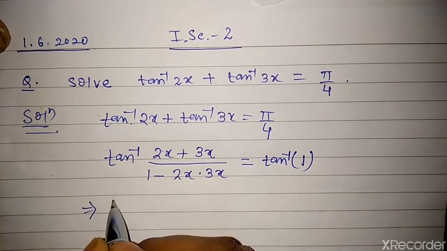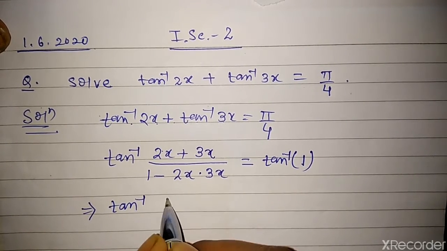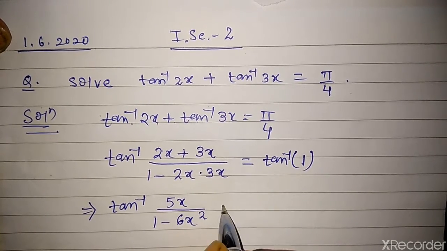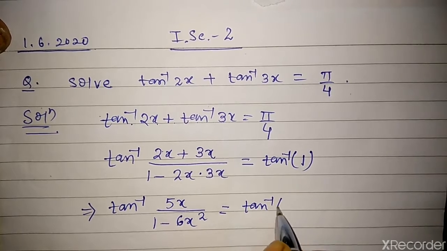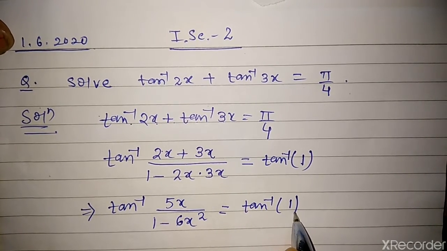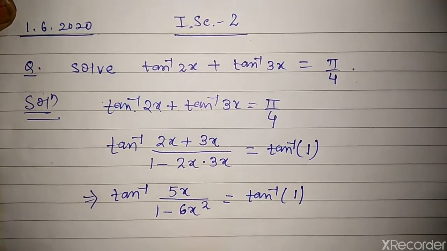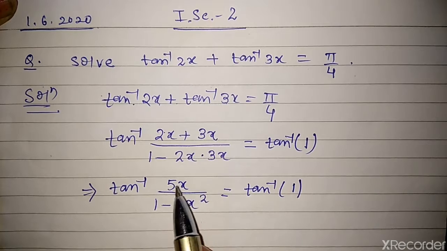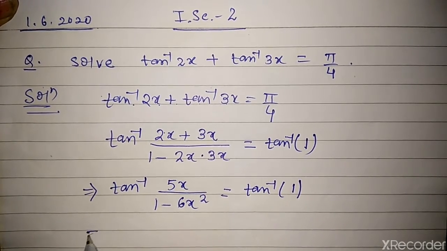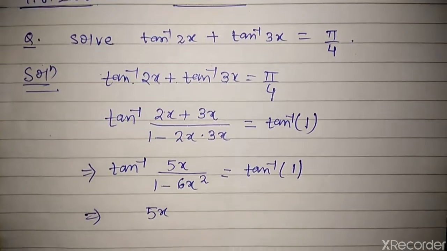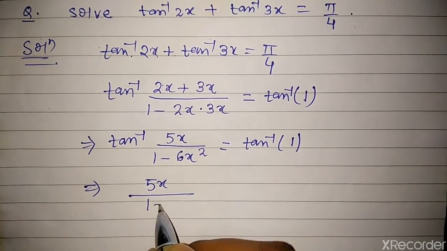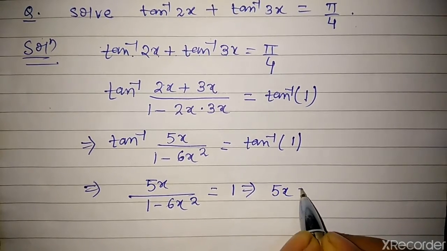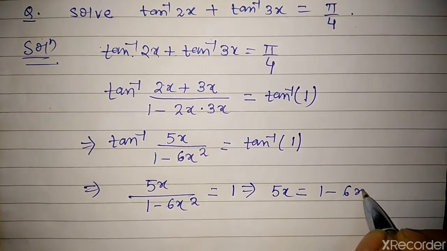Now this implies tan inverse of 5x divided by 1 minus 6x squared is equal to tan inverse 1. Fine. Now we are equating the functions. Since there is a tan inverse here and here is also a tan inverse function, we can equate the theta from both the sides. So this implies 5x divided by 1 minus 6x squared is equal to 1. Now by cross multiplication what we get here is 5x equal to 1 minus 6x squared.